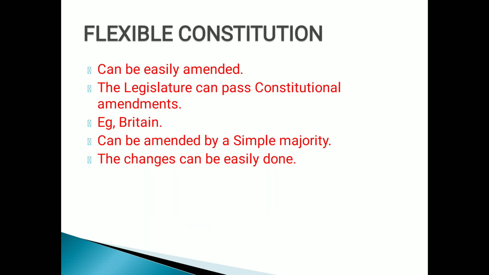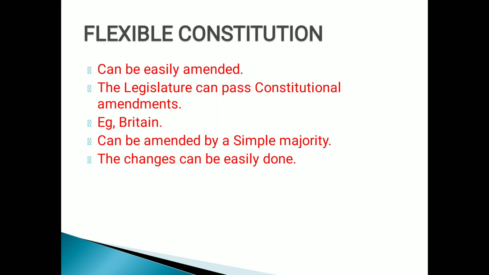Now come on to flexible constitution. Now, what is a flexible constitution? Constitutions can be classified on the basis of nature. A flexible constitution is one which can be easily amended. Many political scientists define a flexible constitution as one in which the constitutional law can be amended in the same way as an ordinary law is made by the legislature. The legislature can pass constitutional amendments in the same manner by which it can pass or abolish ordinary law.